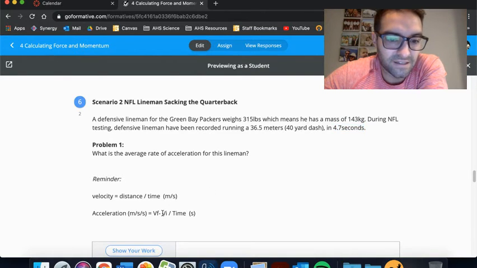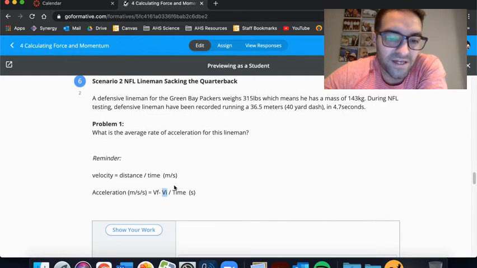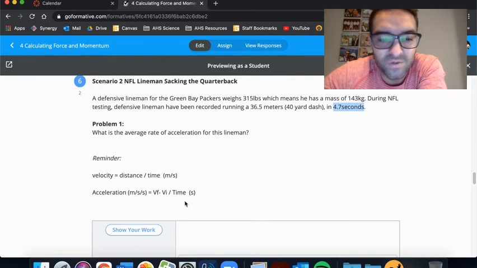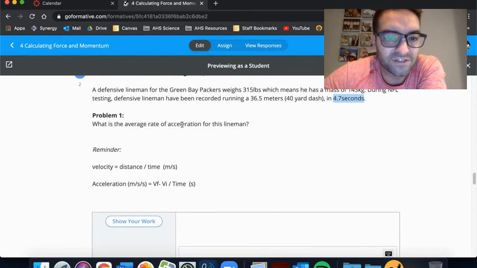Okay, and then your VI, your initial velocity, is going to be 0 meters per second. So you do want to get the total change in velocity, and your time again, 4.7 seconds. We did a lot of problems just like this in quarter one. Okay, so what is the average rate of acceleration? You're solving then for this number. Do your best to include the correct units.